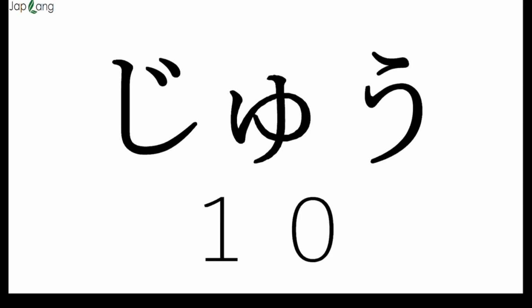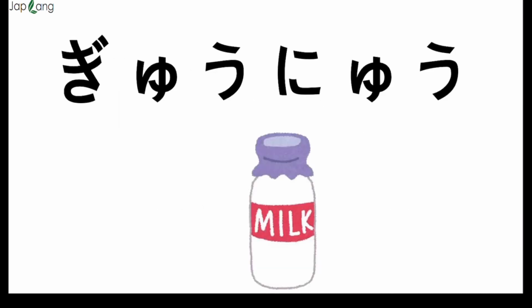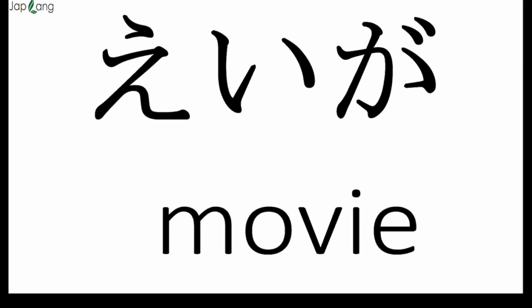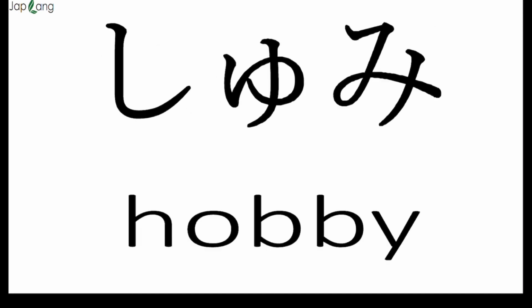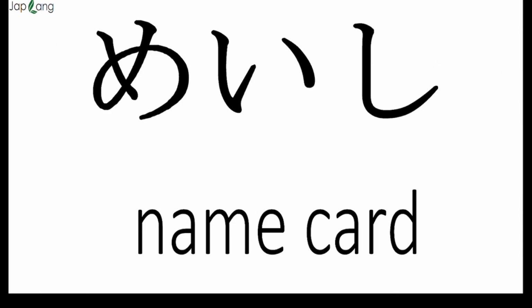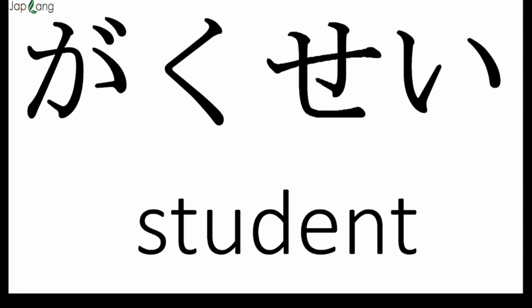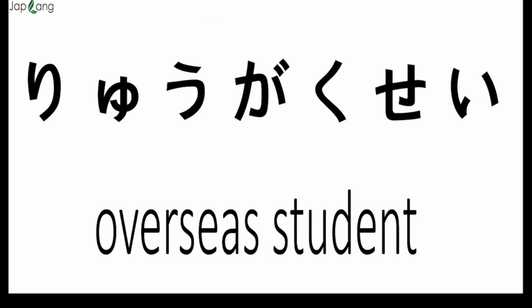And ten is, what is ten? How do you pronounce this? Ten is juu, grandmother is obaasan, milk is gyuunyuu, movie is eiga, hobby is shumi, economy is keizai, name card is meishi, politics is seiji, student is gakusei, overseas student is ryuugakusei, that's called ryuugakusei.